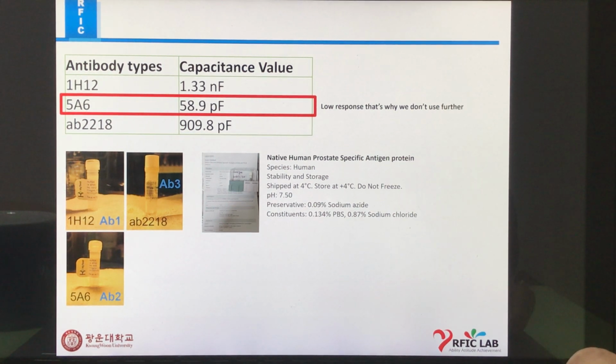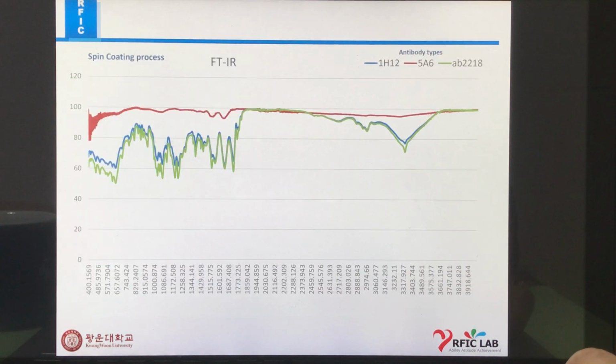So with the help of capacitance, we determined that 5A6 is not appropriate for our research, so I excluded this antibody, and the rest of the antibodies, 1H12 and AB2218, we moved forward with. Then we did FTIR of the three antibodies. It also showed that 5A6 is not suitable for our research, or is not 100% binding with the antigen. So we go with the two antibodies, 1H12 and AB2218.